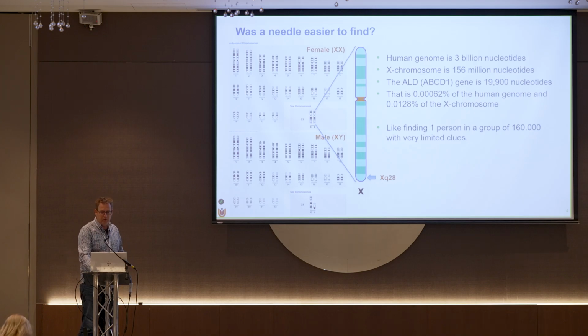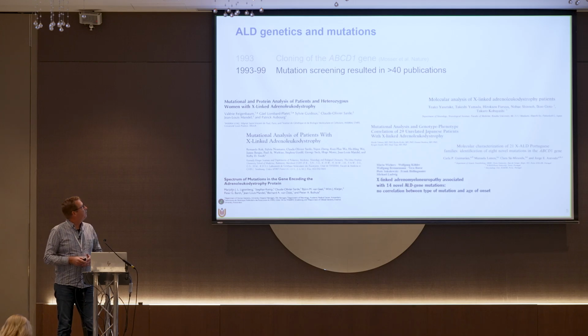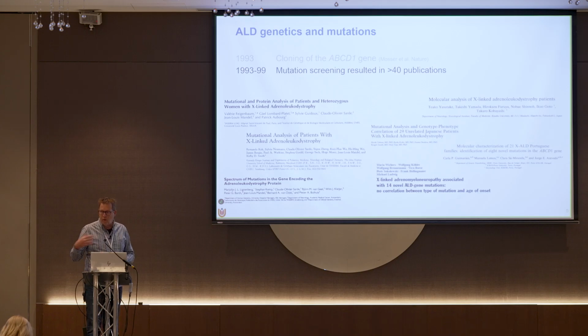But they succeeded in doing that, and that really changed the ways that we had for diagnostics and research. As I said, it was in 1993 that the gene was identified. Then many groups worldwide started looking for genetic variants in this gene, and that resulted in a huge number of publications in the years thereafter. More than 50 publications were put online, and they all reported patients with variants.